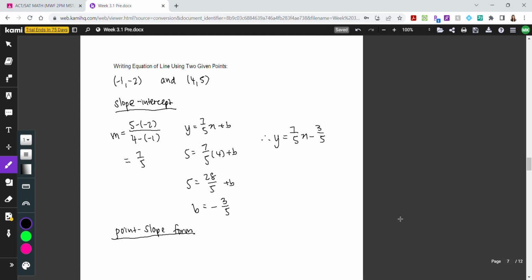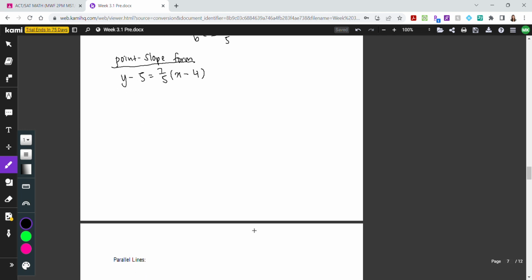So I'm going to use the 4, 5 point again. So I will then get y minus 5 equals 7 over 5 times x minus 4. And that will be my equation in point slope form. You could also use negative 1, negative 2 in place of 5 and 4. That's completely fine.